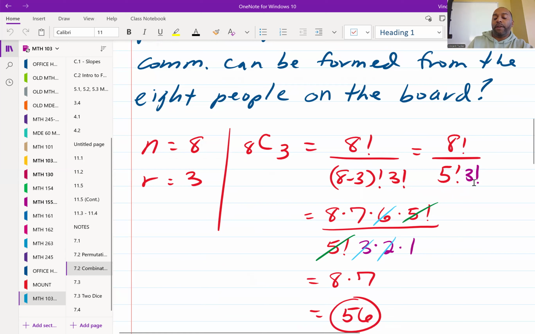Now there's 3 factorial. If I expand it out, there's 3 times 2 times 1. 3 times 2 is 6, so that cancels out with the 6 right here. And it leaves me just 8 times 7, which is 56. So it's 56 different ways I can choose 3 people to be taken out of the 8. Okay, questions on that one before we look at the next?